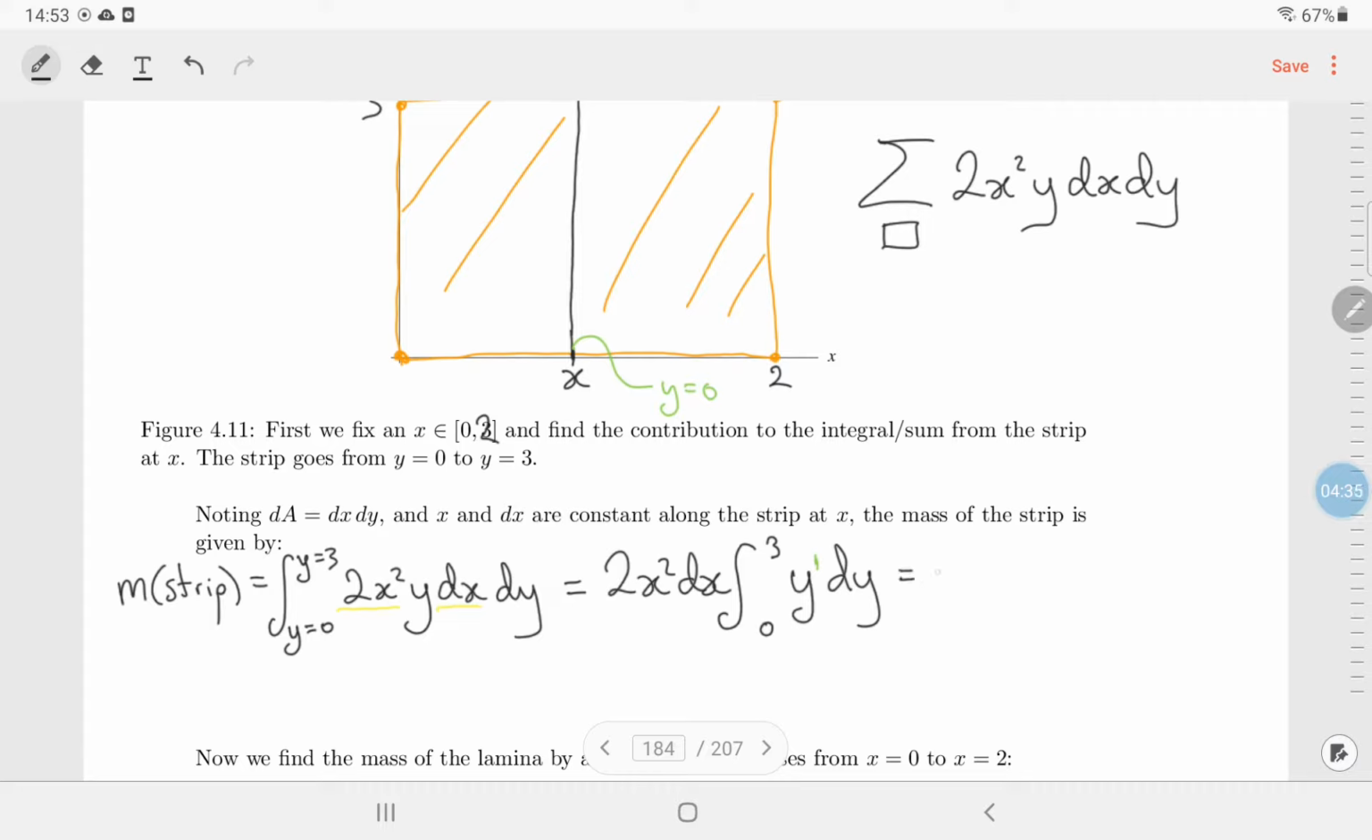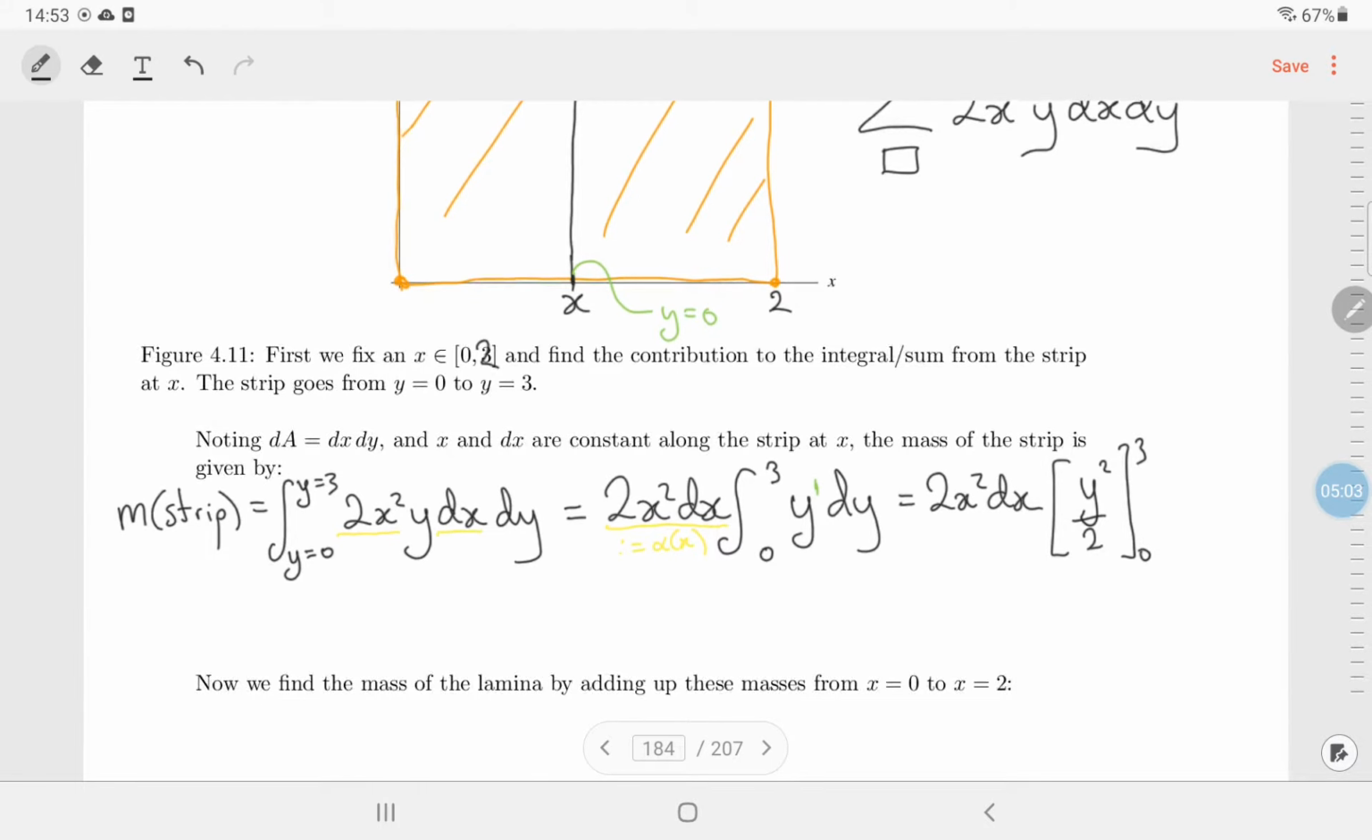So you're going to have 2x squared dx, which, if you're being a bit lazy, you could define to be equal to alpha of x or something like that, so you wouldn't have to write it every time, but we won't do that. It's a constant here, but it won't be a constant in a second. So the antiderivative of y to the 1 is y squared over 2, and now we're doing top limit minus bottom limit. So this is equal to 2x squared dx.